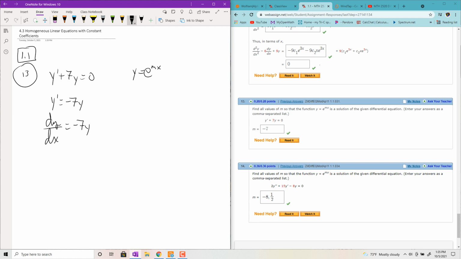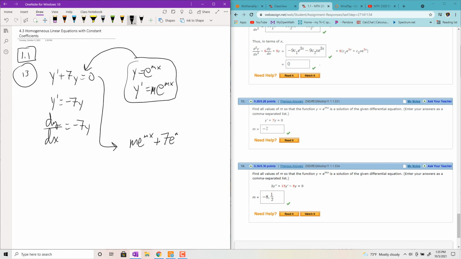That's our exponent. So we presume that this thing is going to have some sort of solution, y equals e to the mx. We could figure out what value of m by taking its derivative. The derivative of e to the mx is e to the mx times m. Then we could plug this information into the differential equation. So let's do that. We would get m e to the mx plus 7e to the mx equals 0. We could factor out the e to the mx, and we have m plus 7 equals 0.